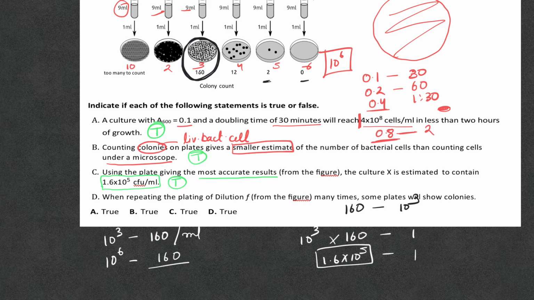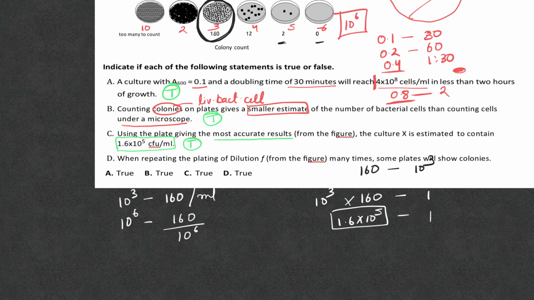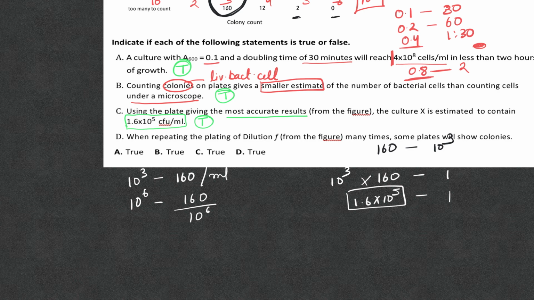So 160 by 10 to the power 3. Now this is not straight maths I'm doing, I'm doing it methodically rather than applying the formulas, right? So okay, sorry, not 6, 3, because the difference is of 3. So that comes to be 0.16 per ml. So in 1 ml there is 0.16.